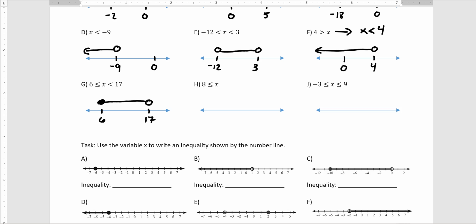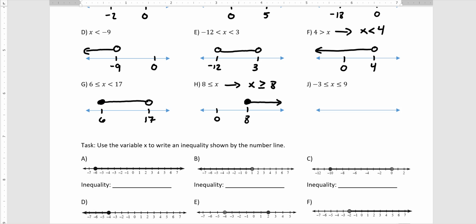H, 8 is less than or equal to x. This is another one of those, like letter F, where we're going to rearrange it here. We're going to put that variable first, so it'll be x is greater than or equal to 8. Remember, when we do that, we got to flip that sign. So if x is greater than or equal to 8, I'm going to plot 8, I'm going to plot 0, greater than or equal to, so since 8 is contained in that solution set, I'm going to go ahead and use the closed circle, and since it's greater than, it's going to be going to the right. There we go, there's letter H.